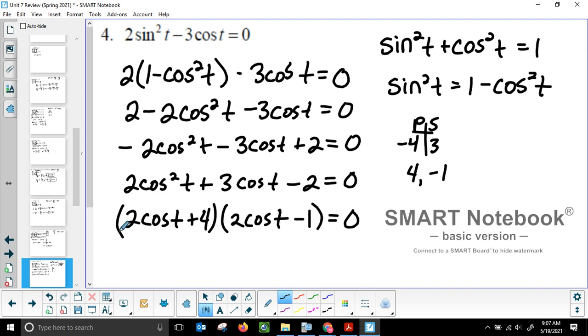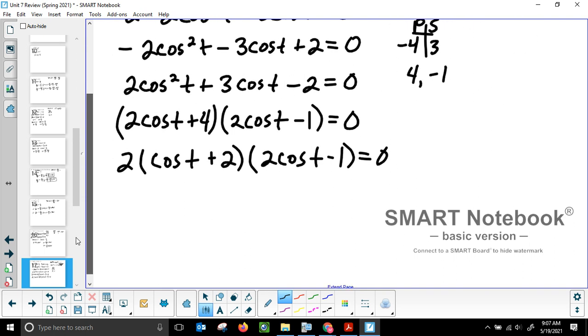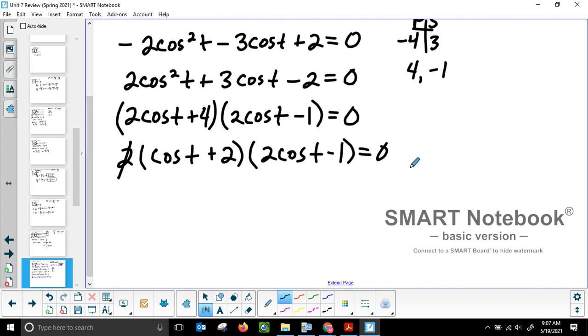All right, this is the trash can method, so I need to pull out any extra trash. I can pull out a 2 here, and I'm left with cosine t plus 2. Can't pull anything out here, so 2 cosine t minus 1. I throw this away. I set each factor equal to 0 and solve. So here I will get cosine of t is equal to negative 2. And here I will get cosine of t is equal to positive 1/2.